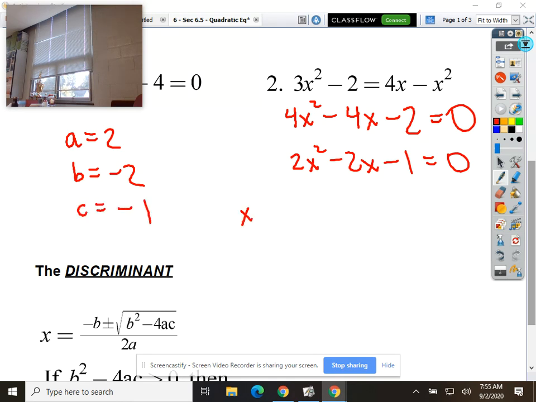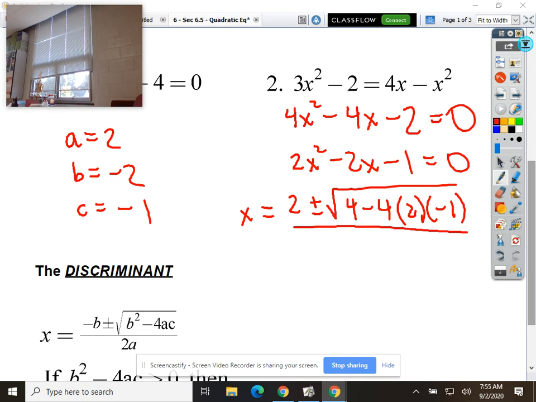X equals opposite of B, which looks like it's 2. B squared, negative 2 squared is 4, minus 4AC, all divided by, I'm going to do this in my head, 2 times A. Well, 2 times 2 is 4. Yep, 2 times 2.